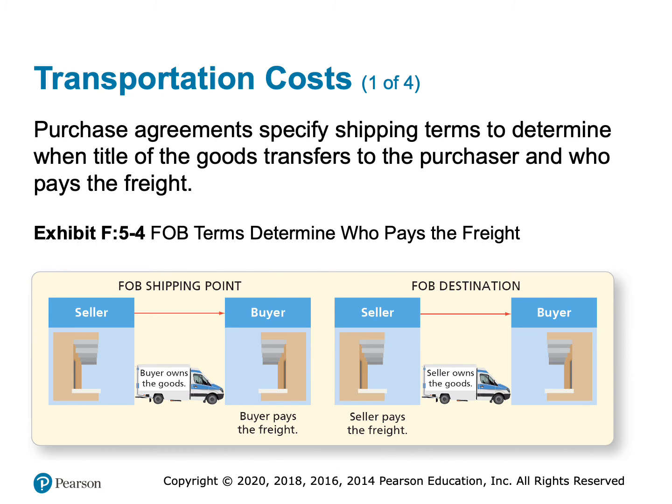So I'm just going to write this one over here. This is, again, what we call freight out. But if the buyer pays for the shipping cost, in other words, the seller passes that on to them, then those are considered to be shipped what's called FOB shipping point. That means the buyer owns the goods while they are in transit.